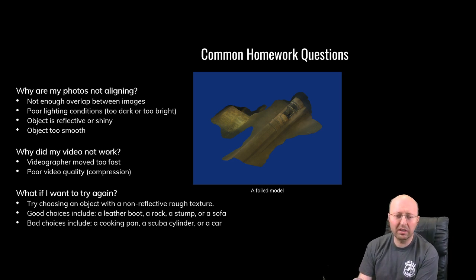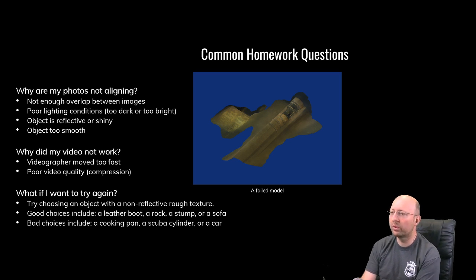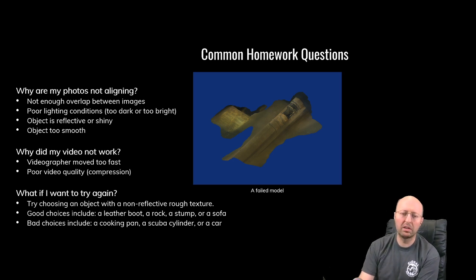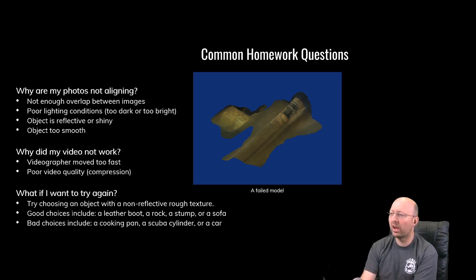Let's start having a chat about some of the questions that we got through the homework. One of the questions that we saw coming in was, oh no, I've got an error message that is basically saying that all of my photos have not aligned. The common reason for this is normally that you have not got quite enough overlap between the images. So either you haven't taken enough photos, or you've got too close to the object. If you're too close and something sticks up, then it will fail on an overlap.